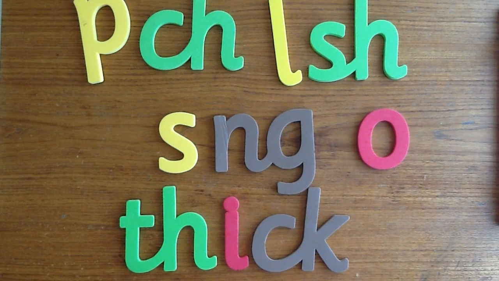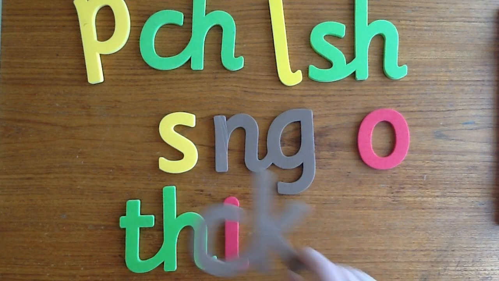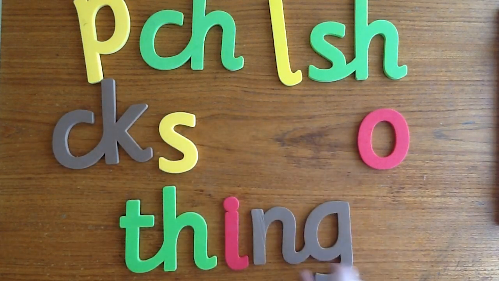Th, i, ck, thick. This is the unvoiced th. Let's turn thick into thing. What is that thing in the sky? What letter sound should we change? Th, i, ng, thing. This time it's unvoiced as well. Let's turn thing into sing. My class love to sing. What letter sound should we change?